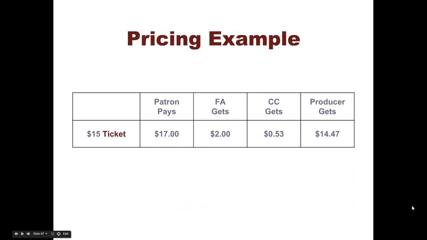So here's just a couple examples of how that might work. For a $15 ticket, the patron's going to pay $17. We at Fractured Atlas get $2 of that. The credit card company gets that 3.5%, so 53 cents. And you, the producer, would get $14.47.